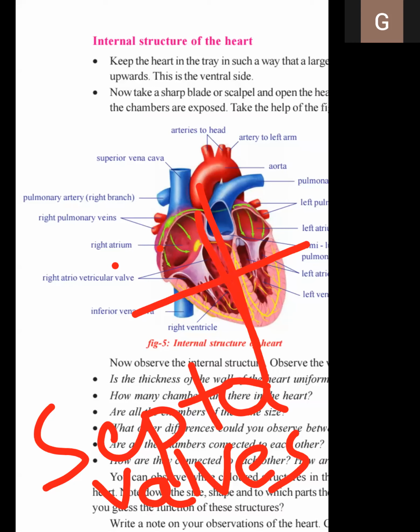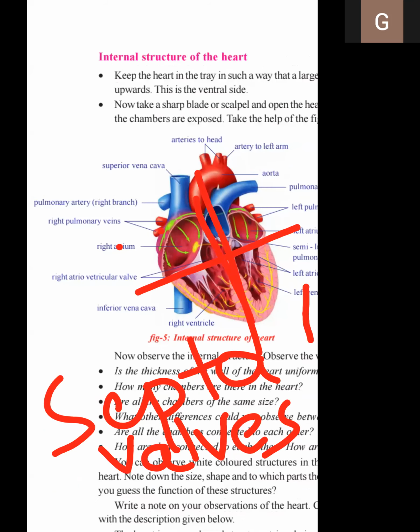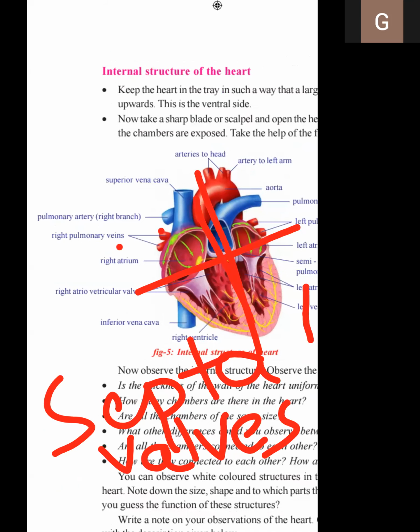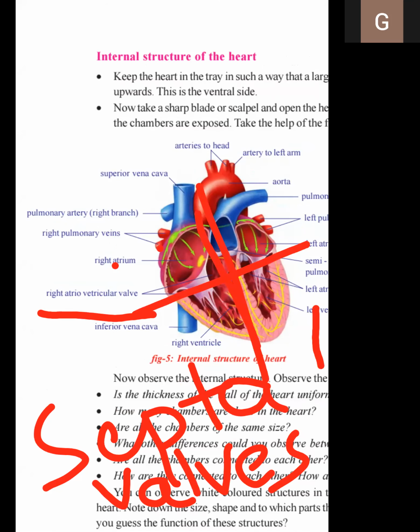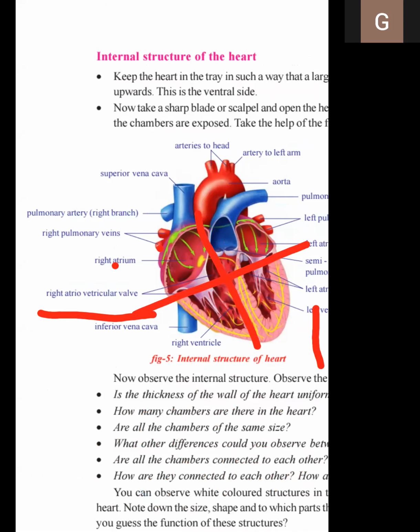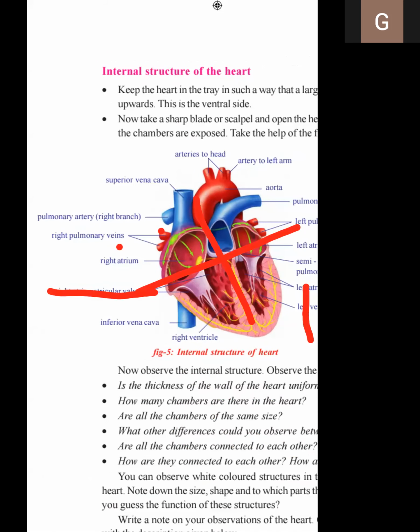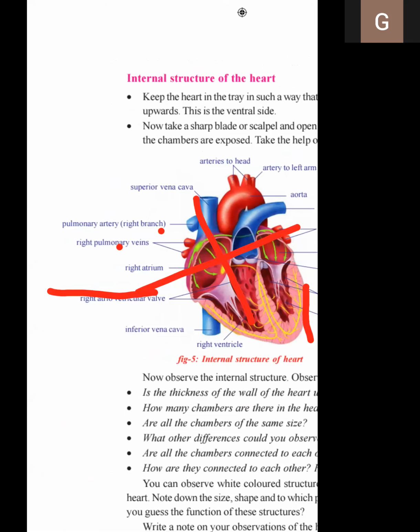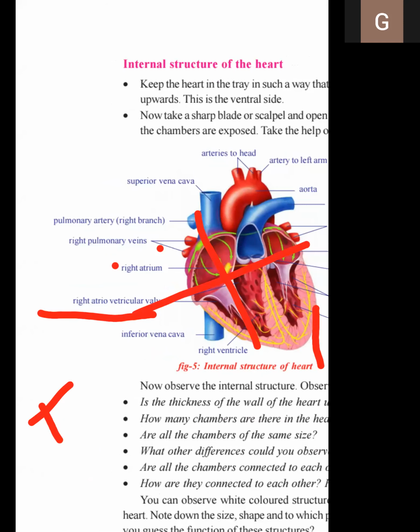Okay, then the valve which is present at the right atrioventricular septum is called the tricuspid valve.